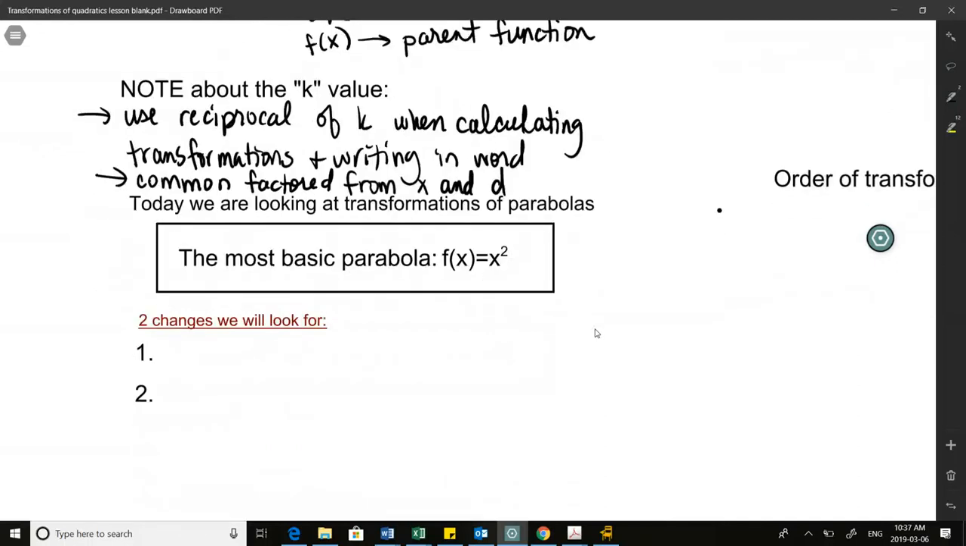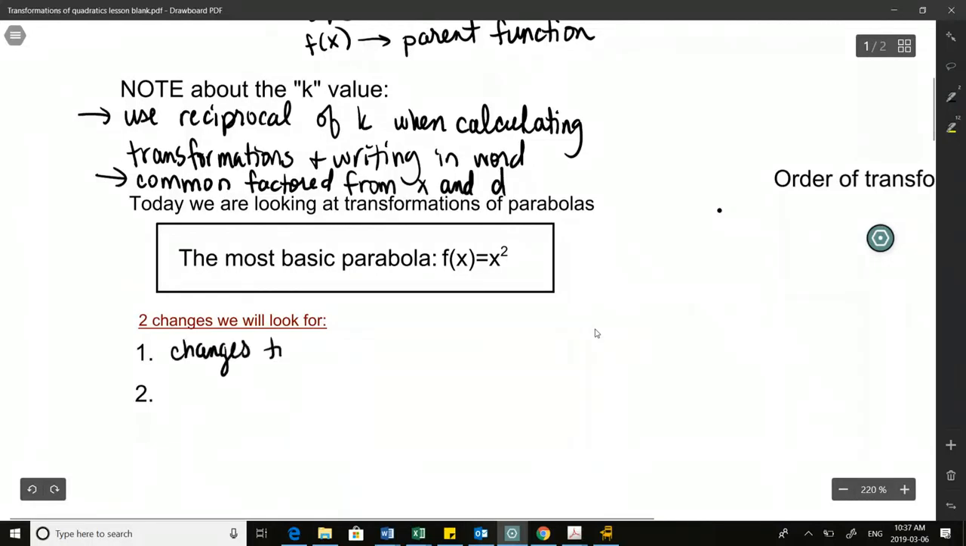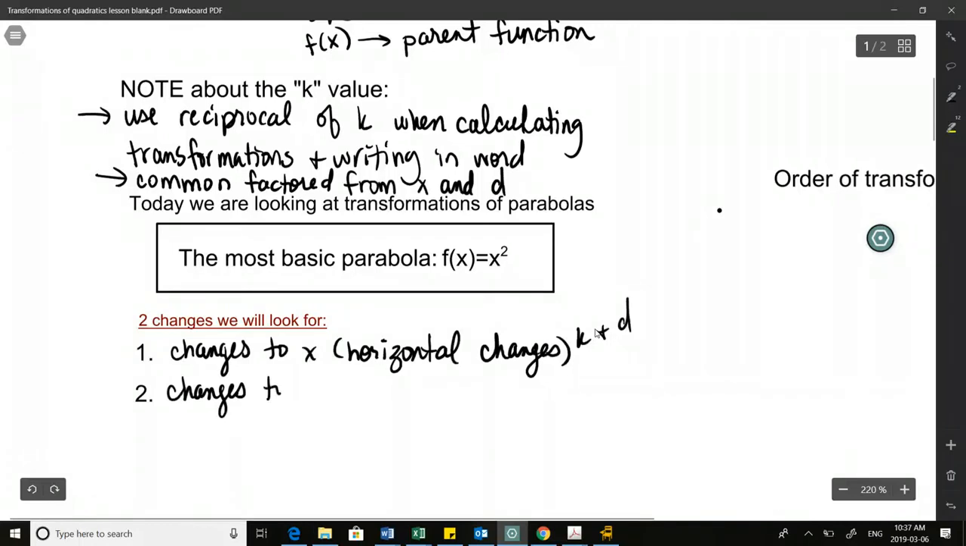Okay, so we're going to perform transformations on the most basic quadratic that we can have. You guys have graphed this twice now so far. You graphed it in your package and you also graphed it in our lesson from yesterday. We're going to look for changes to the x or horizontal changes, so the k and the d. And we're going to look for our changes to the y or vertical changes. And those are the a and c changes.